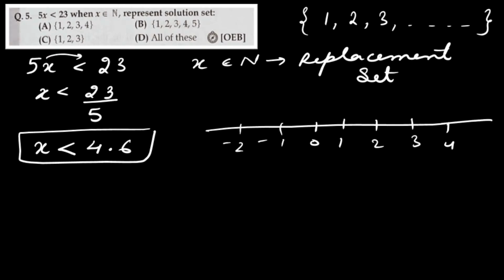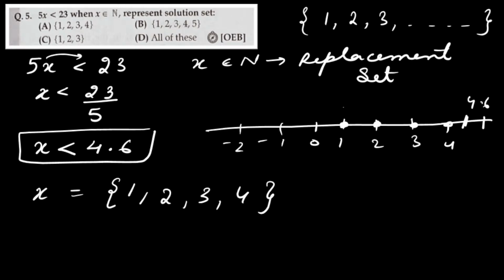From natural numbers, if we choose a natural number starting from 1. So 1 is there, 2 is also there, 3 is also there, 4 is also included because 4.6 will come somewhere here, and I have to choose the numbers less than 4.6. So x equals, here I am writing equals because I am writing the solution set, 1, 2, 3, 4, because only natural numbers we have to choose. So option A is the correct answer.